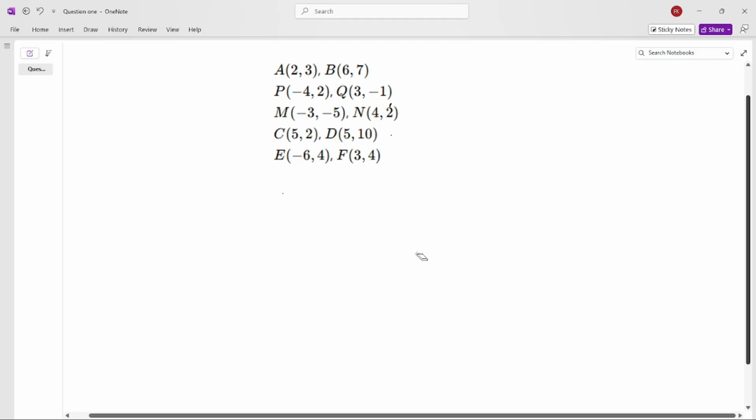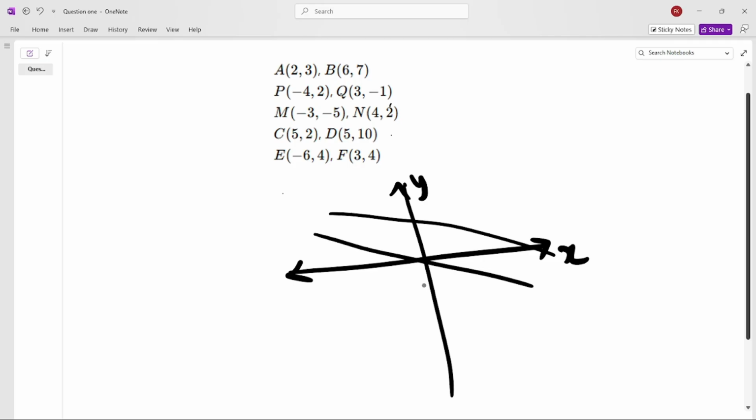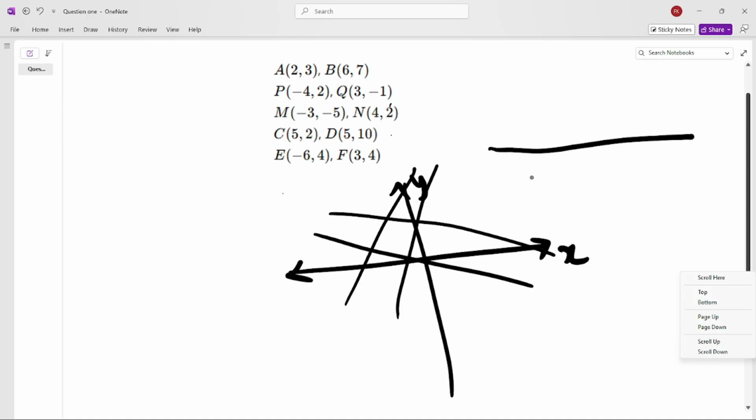When we draw the Cartesian plane again, this is the xy plane, so the x-axis and the y-axis. For every line that you draw in this plane, we are interested in how slopey it is, or how far away it is tilted from the x-axis. Let me draw a proper line. The x-axis is straight like this.